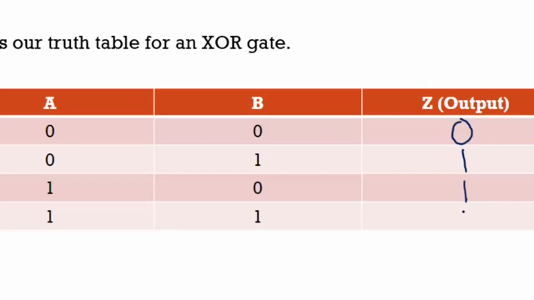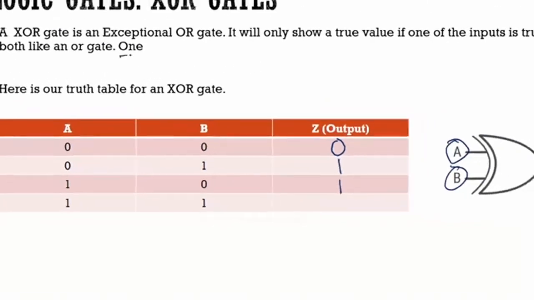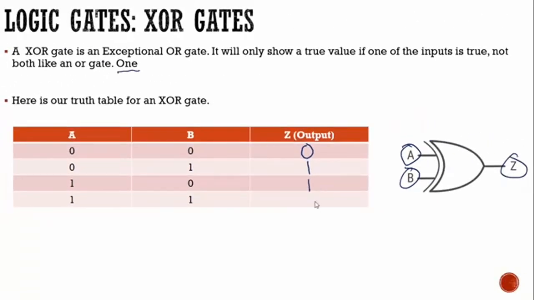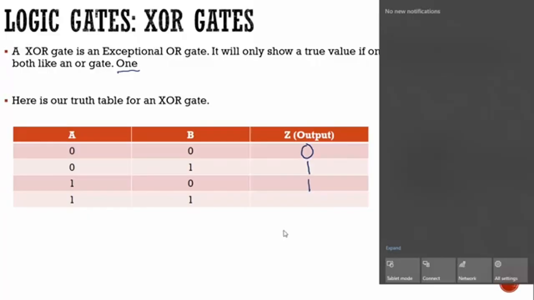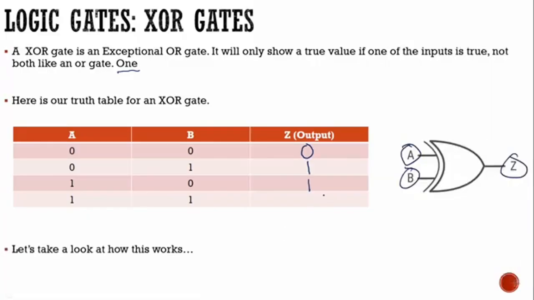Both of them are true, and with an exclusive OR gate, only one can be true. And that's why I wrote 1 here. Keep thinking, only one can be true. So here, this would result in a 0. Almost wrote a 1 because I was thinking 1, but that's going to result in a 0.